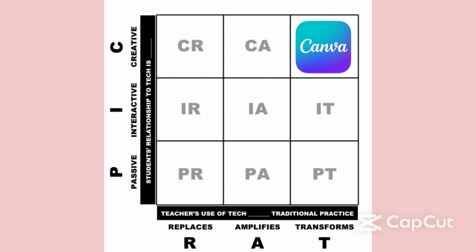Canva is creative and transform. Creative because students design the whole comic, and transform because it changes the way they tell stories. They create something digital and professional that would be hard to do on paper. Stop Motion Studio is creative and transform. Creative because students make their own animation using cutouts. Transform because it turns a normal story into a video.